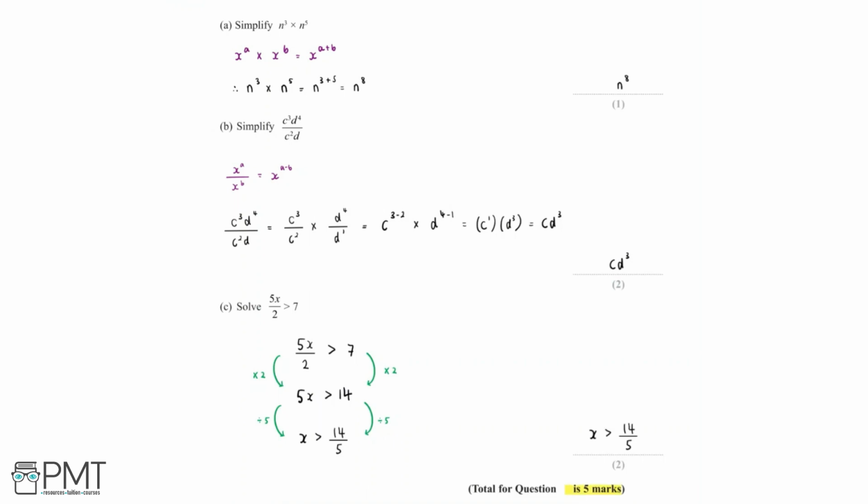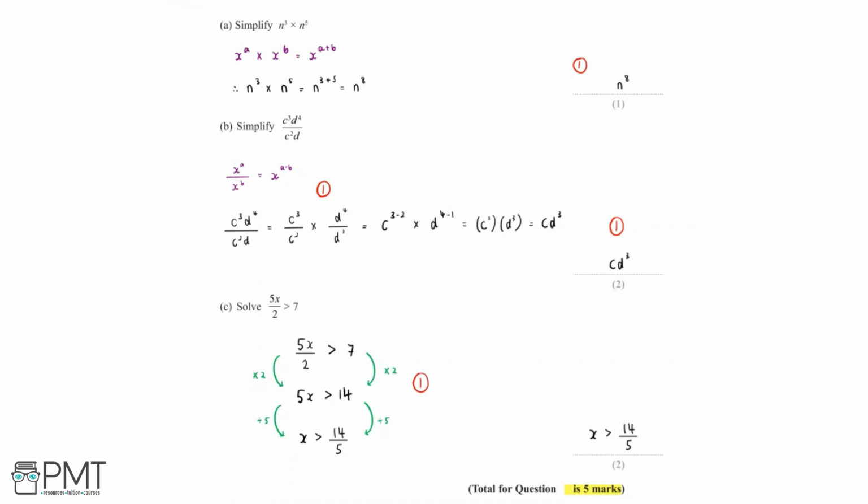We get the first mark in part A for getting the correct answer of n to the power of 8. We get the second mark in part B for splitting up our fraction in order to begin to simplify this. We get the third mark for getting the correct answer of cd cubed in part B. We get the fourth mark in part C for multiplying both sides by 2 and for saying that 5x is greater than 14.